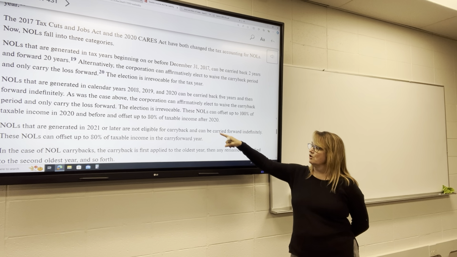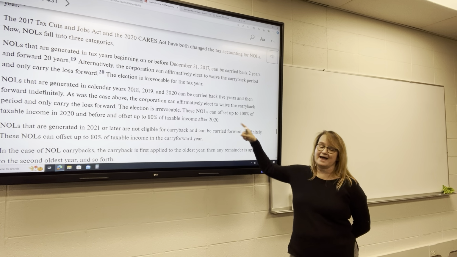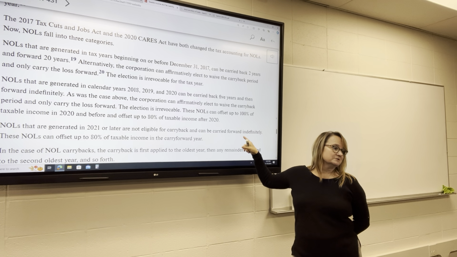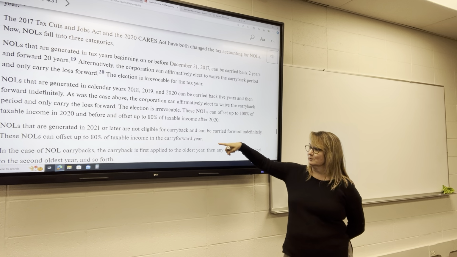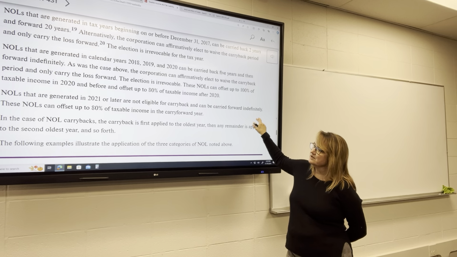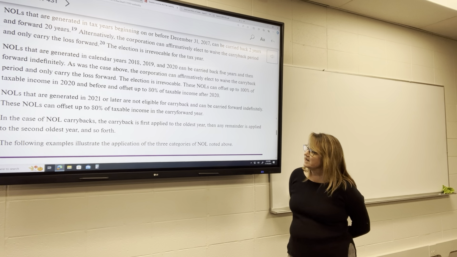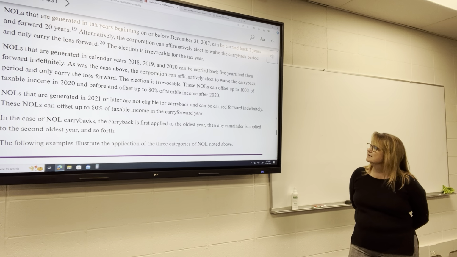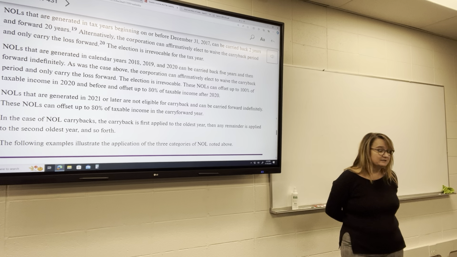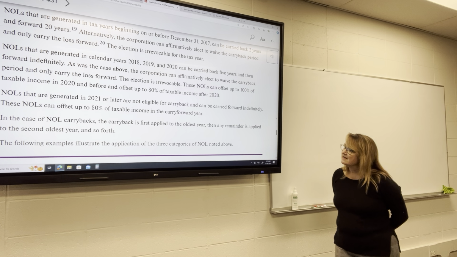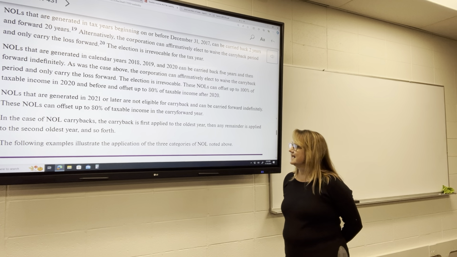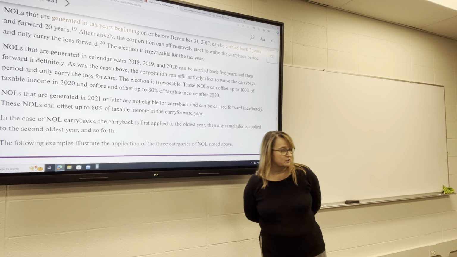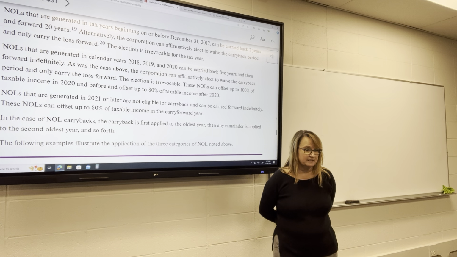But it will offset up to 80% after 2020. So depending upon whether you're going back or forward. NOLs that are generated in 2021 or later are not eligible for carryback. So now there is no carryback, but they can be carried forward indefinitely. They offset up to 80% of taxable income in the carry forward year. So they can't offset 100% of the income.